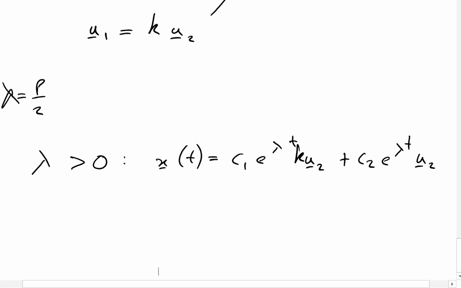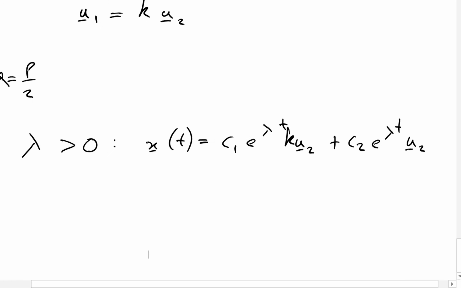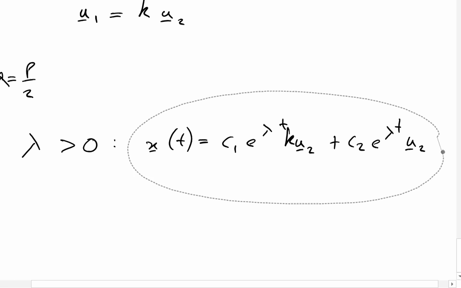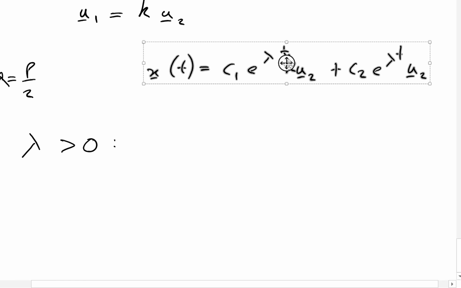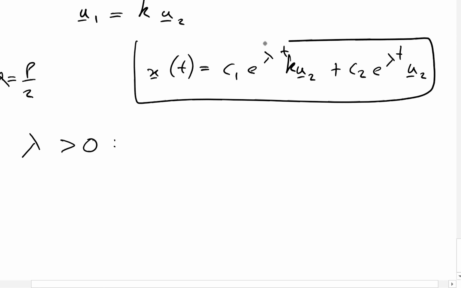Okay, so if it's greater than 0, we've got this thing going on, and actually we've got this thing going on in both cases. So whether lambda is positive or negative, this is still the general solution. This is basically the general solution that we're going to be considering.